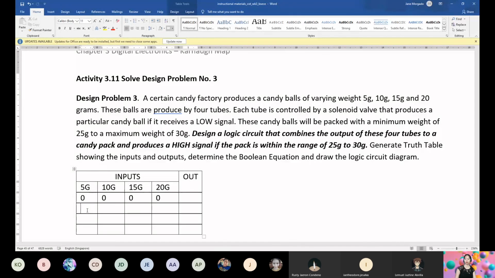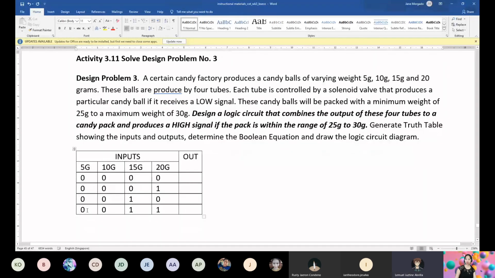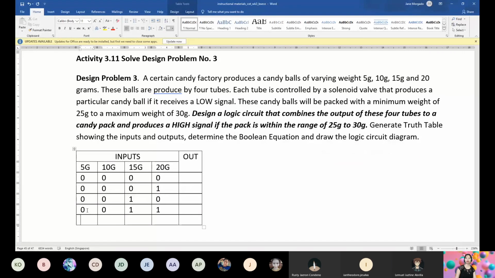Okay, so 0, 0, 0, 0. What's next? 0, 0, 0, 1. Okay. Then we have next. Dictate, please. 0010. Okay, next. 0011. Okay. What else? 0100. Okay, 0100.